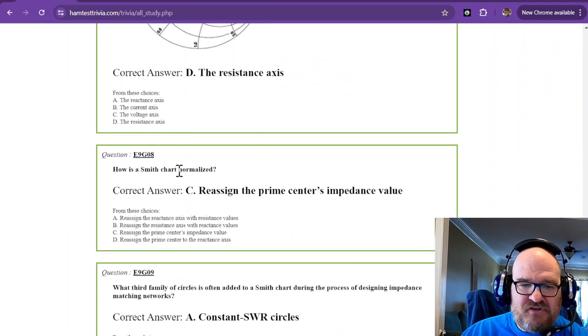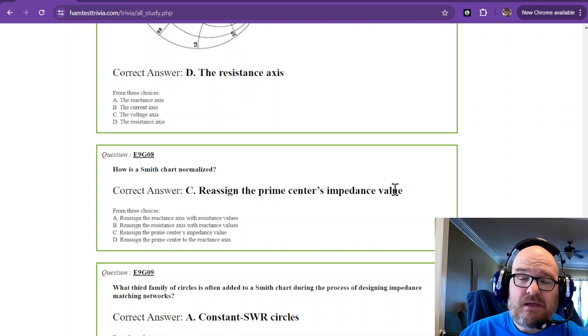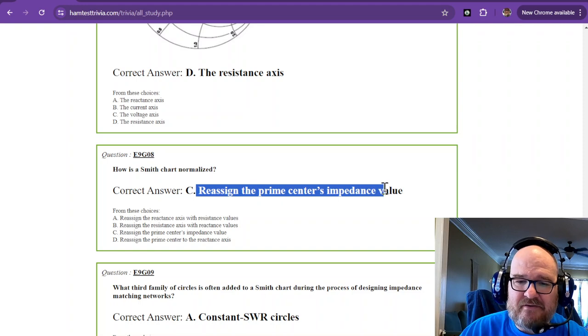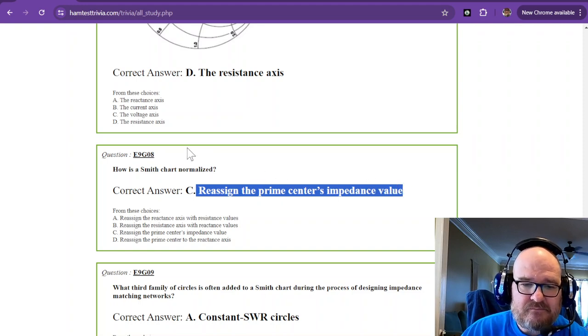How is a Smith chart normalized? By reassigning the prime center's impedance value. I can't help you with a way to remember that. It's normalized by reassigning the prime center's impedance value.